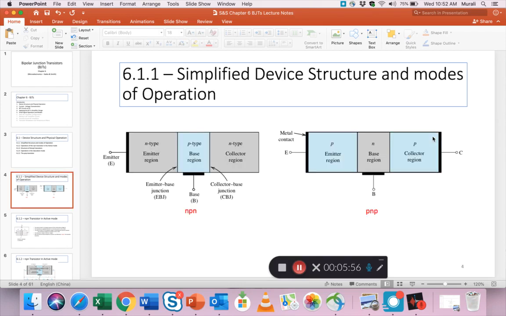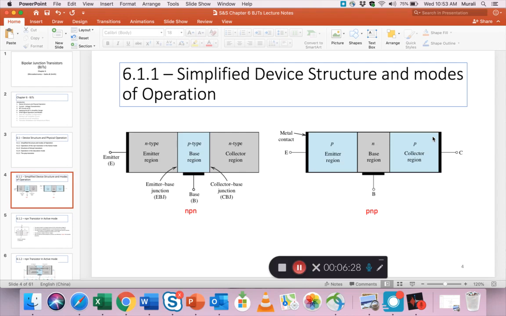I'm on slide 4 now: the simplified device structure and modes of operation. So we are talking about the bipolar junction transistor, BJT. And bipolar really means that the flow of current happens both with electrons and with holes, so negatively charged and positively charged current carriers. That's why it goes by the name BJT, bipolar junction transistor.